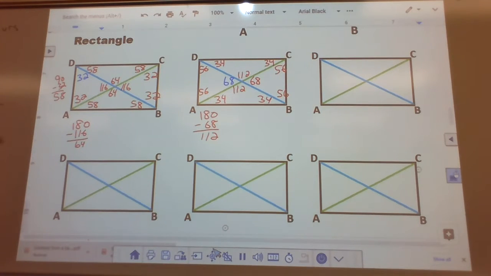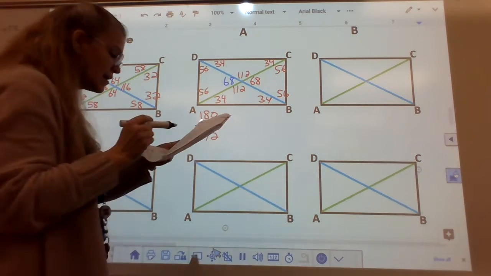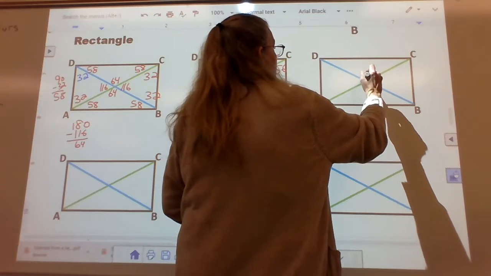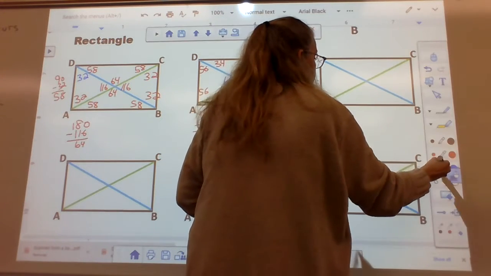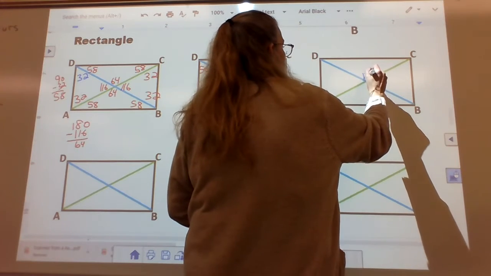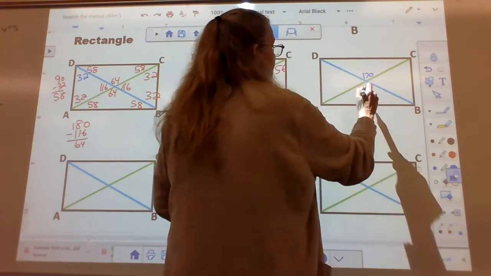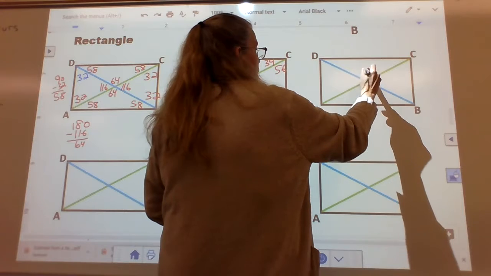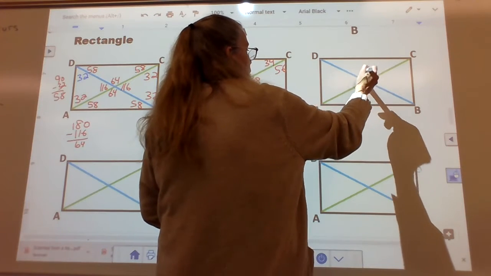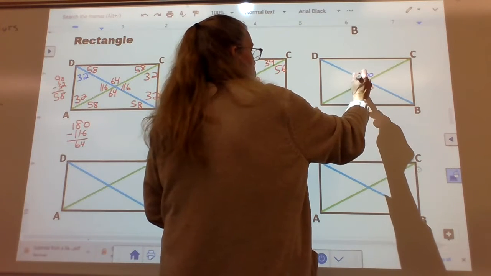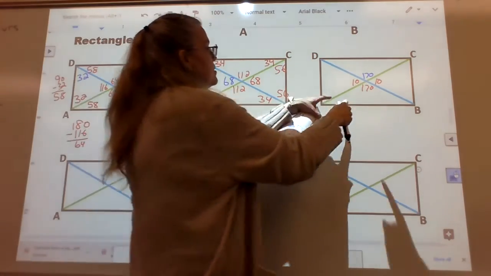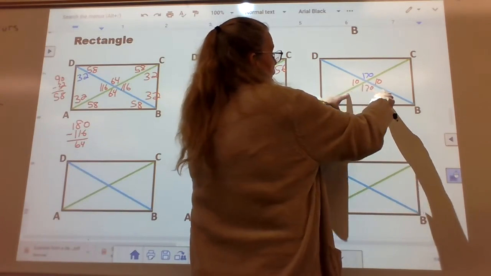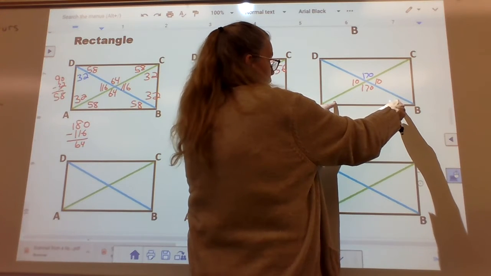I'm going to do one more just like that because I think this is a little bit trickier than this one. Again, I'm going to give you something in the center. I'm going to give you 170. So this 170, I can find the rest of the center. Vertical angles are congruent. Linear pairs add up to 180. Then if this is 170, I've got 10 left over, split it.